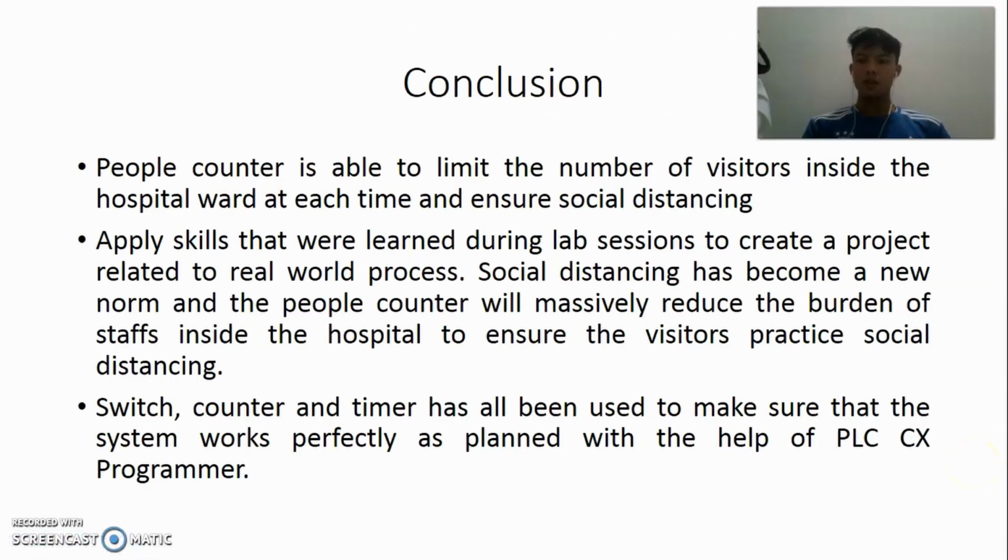Okay, for the conclusion of this project, the people counter is able to limit the number of visitors inside the hospital ward at each time and ensure social distancing. The test cases that were learned during lab sessions prepare us for projects related to real world processes.